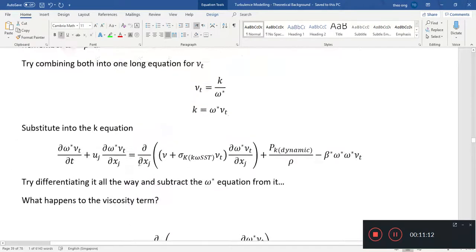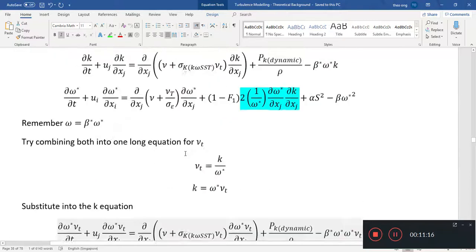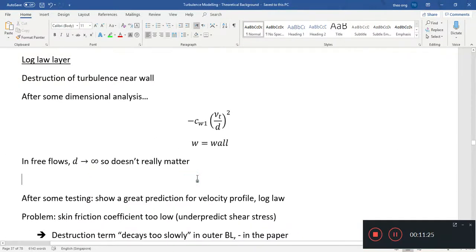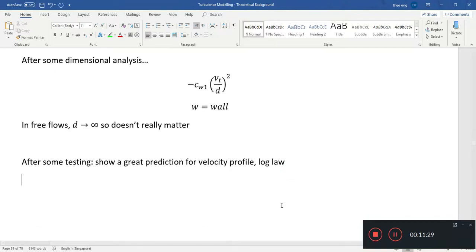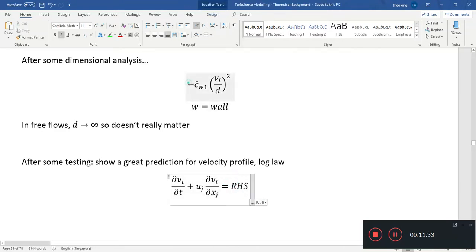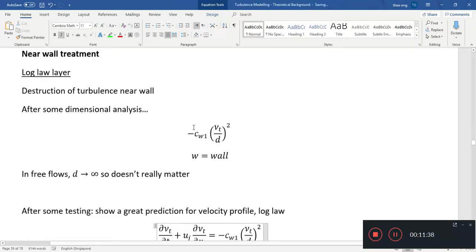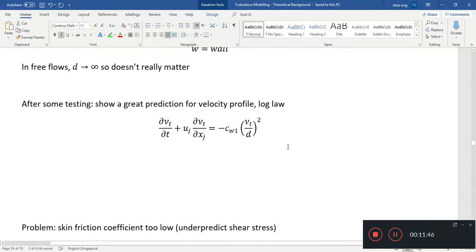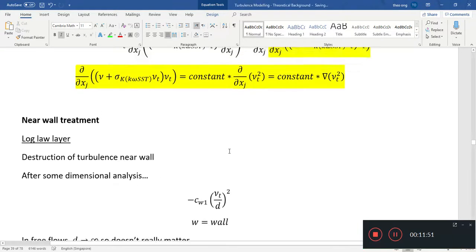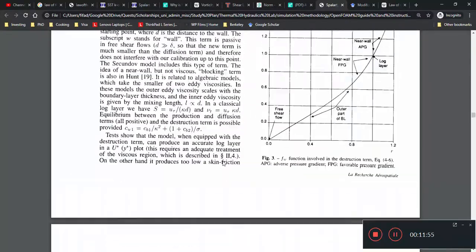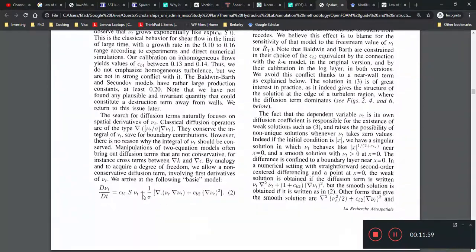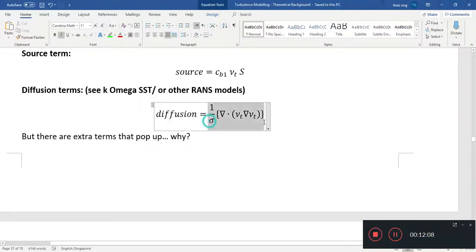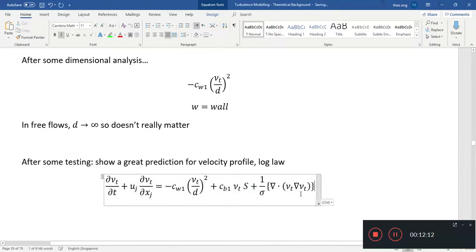So, we have these terms. We have terms like this, and we have the destruction term, and the production term, which will look something like this. And then we'll have a diffusion term as well. What does the diffusion term look like? The diffusion term will look like this, 1 over sigma and so on. This is the linear term. Of course, there's also the non-linear term that we must add in.